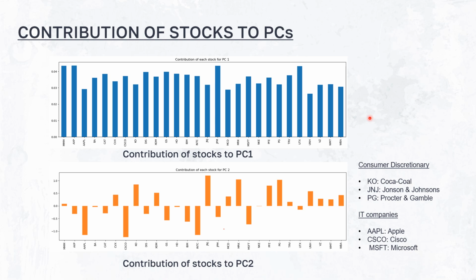Coming to stocks of PC2, we observe that companies like Coca-Cola, J&J, that is Johnson & Johnson, and Procter & Gamble have high positive contribution. These companies all belong to the consumer discretionary sector, while companies like Apple, Cisco, and Microsoft have high negative contribution, and all these companies belong to the IT sector.